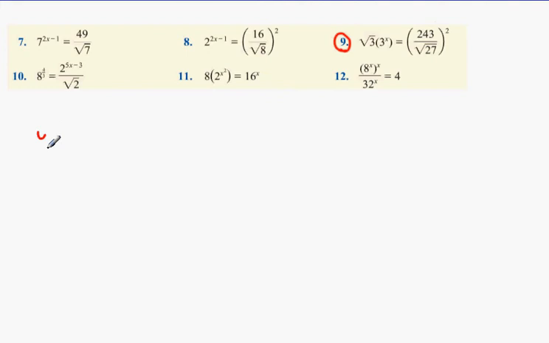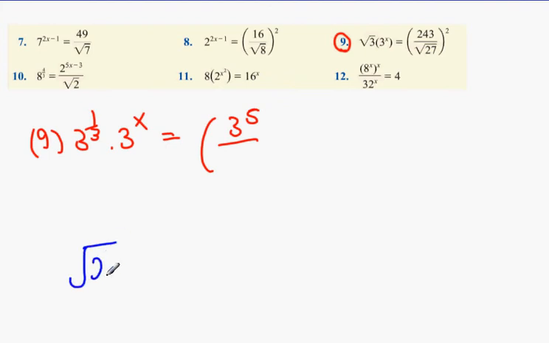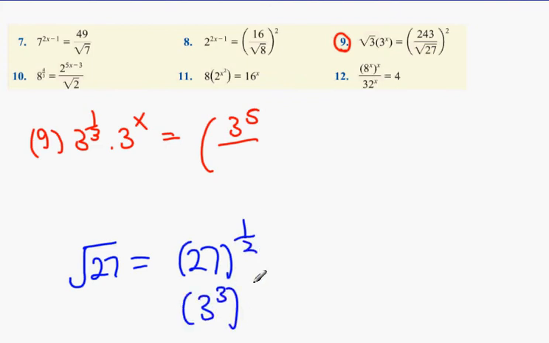Square root of 3 is 3 to the power of a half. This here, 3 to the power of x, equals, change your 243 into 3 to the power of 5. Now root 27 means 27 to the power of a half. Change 27 into 3 cubed, and then you multiply them, and it turns out to be 3 to the power of 3 over 2, to be squared.